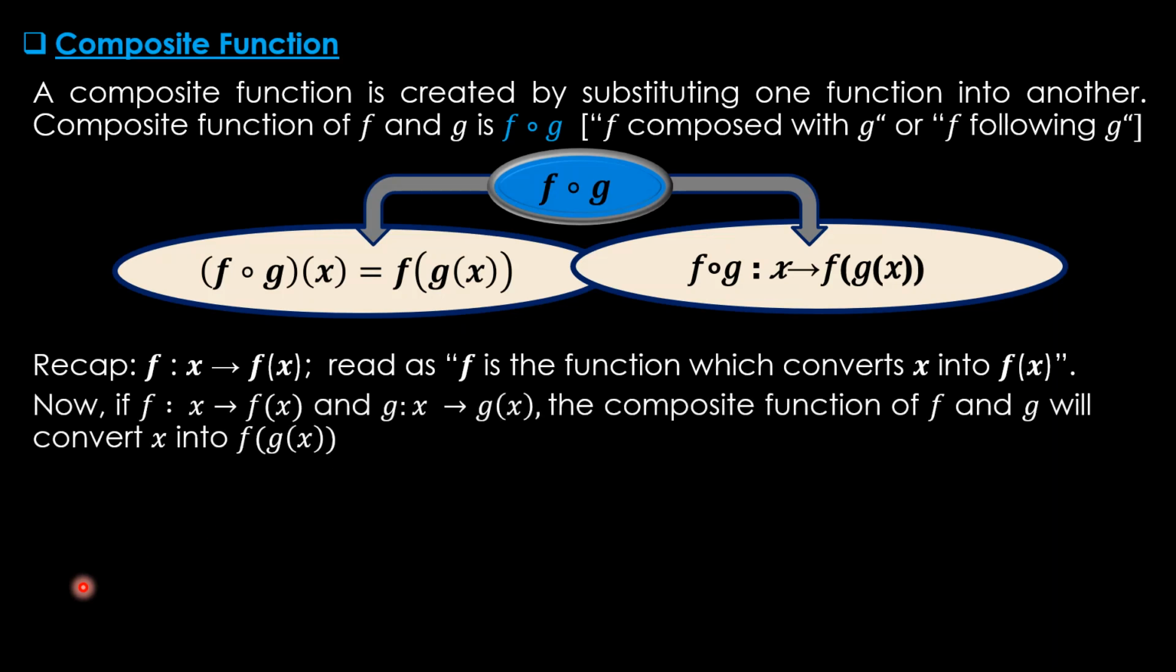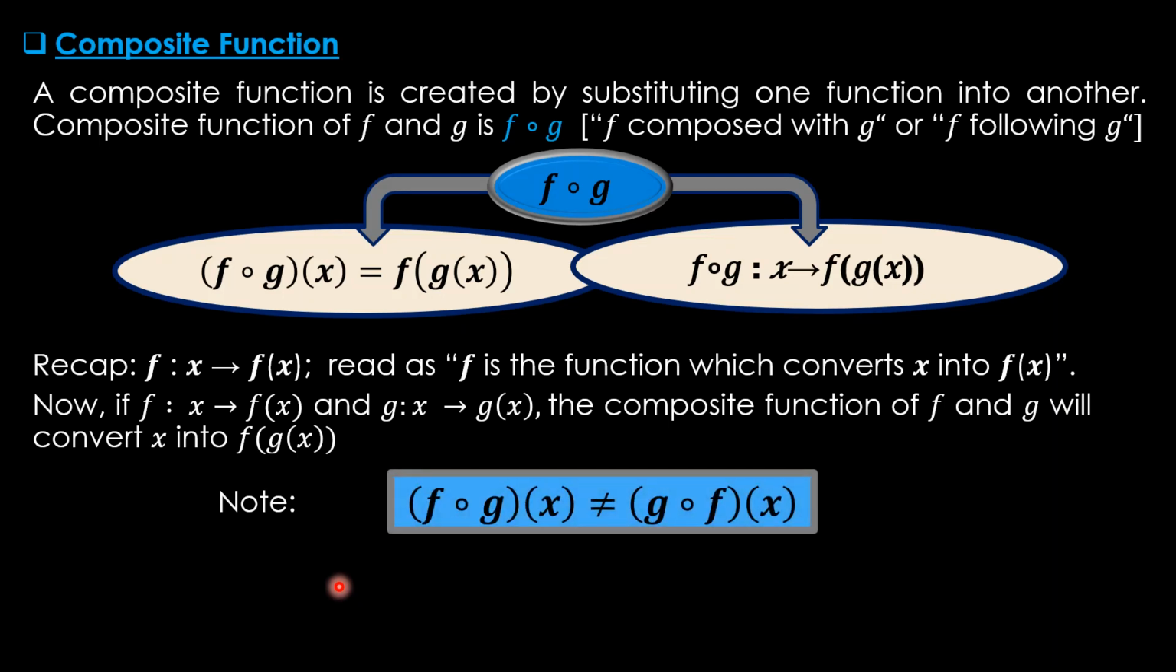Now if f is the function of x which converts x into f(x), and g is the function of x which converts x into g(x), the composite function of f and g will convert x into f(g(x)). Note: f composite g(x) is not equal to g composite f(x).